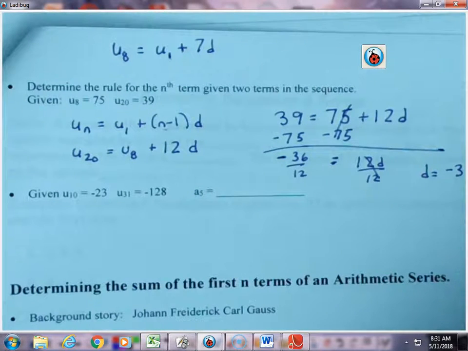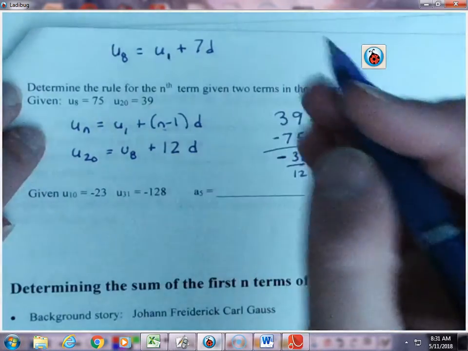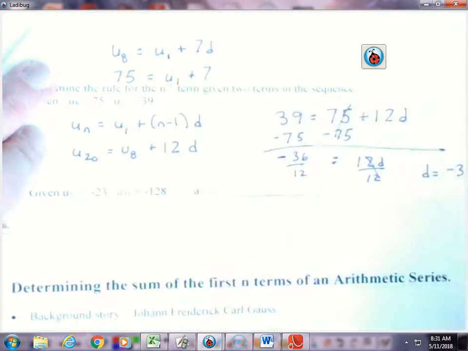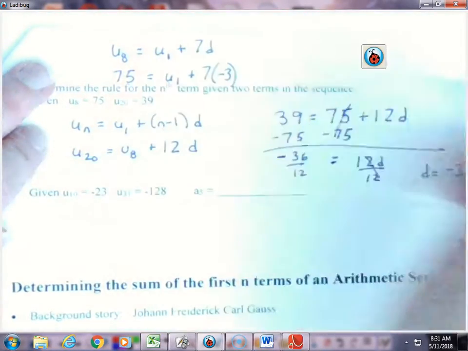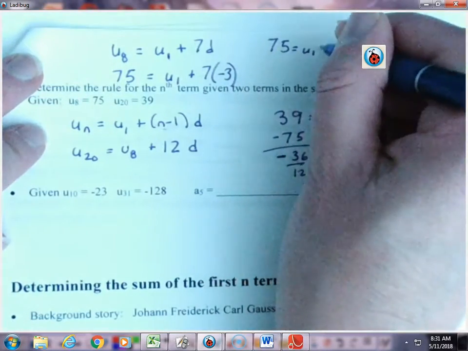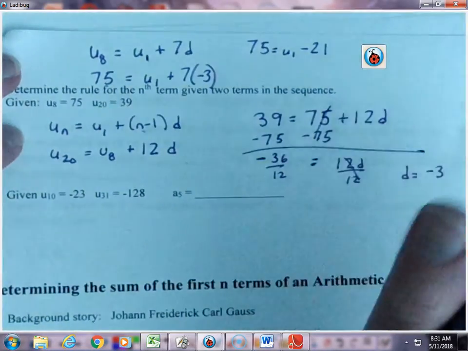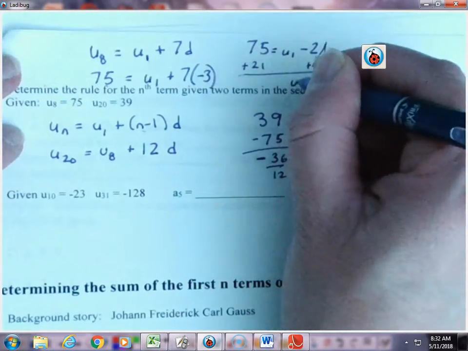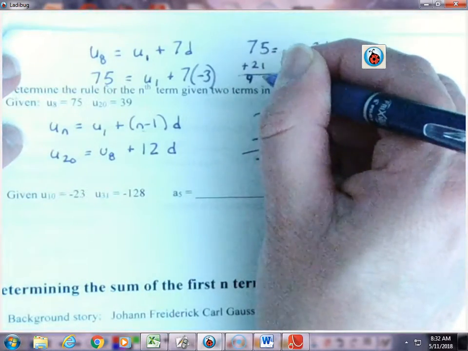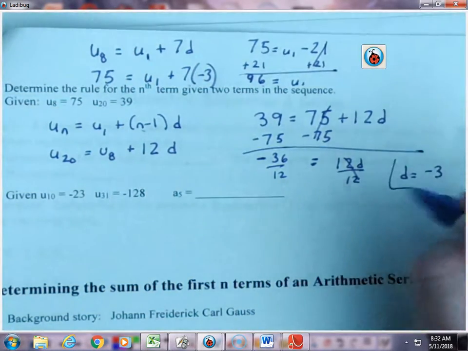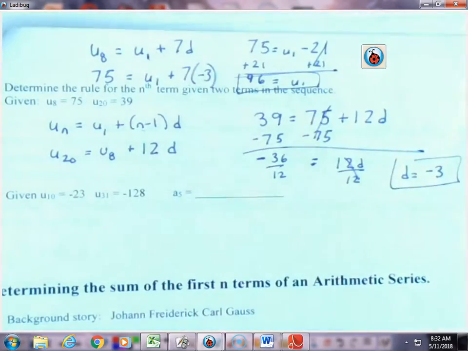Yes, I just had to go up there because I didn't have enough room. Okay, so the 8th term is 75. I want to know the first term, and then 7 times negative 3. So you have 75 equals u sub 1 minus 21. Add 21. And you have 96.